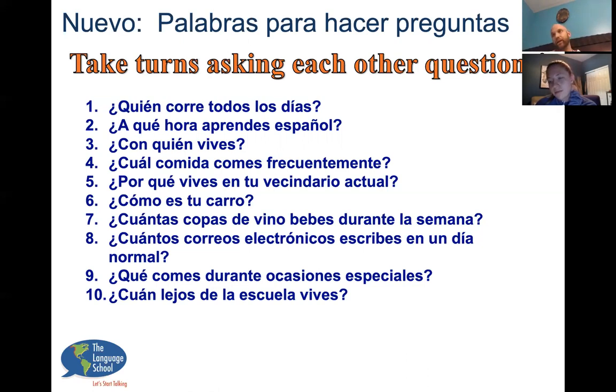And then ir can also be used to make the future tense, to say voy a comprar carne esta noche, o voy a ir a mi clase de español. Got it.